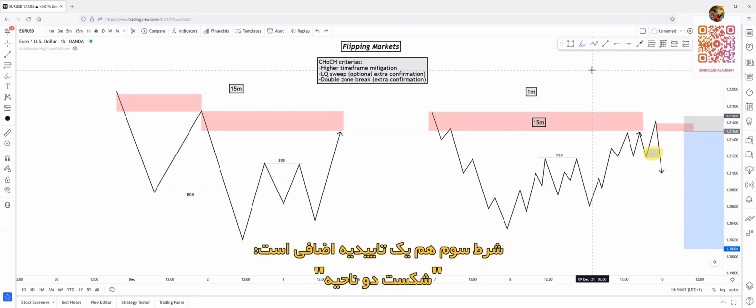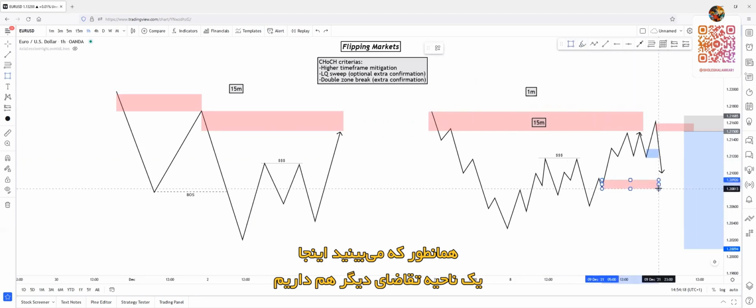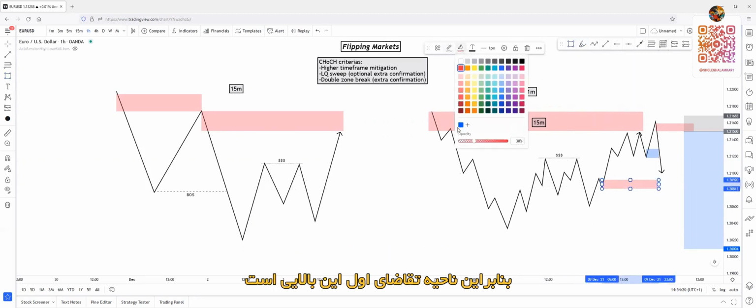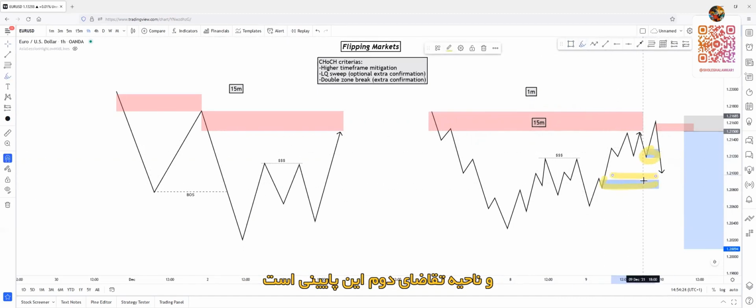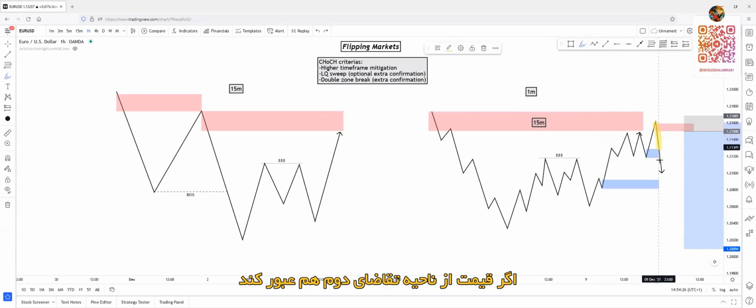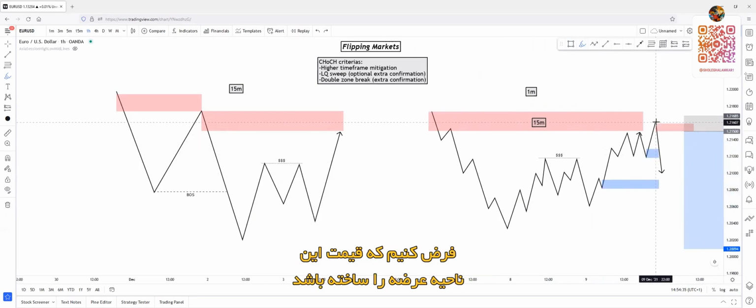And the third criteria, it's also an extra confirmation, the double zone break. If price breaks through a double demand or supply zone. So as you can see, we have this demand zone here also. So this is the first demand zone up here. This is the second demand zone down here. If price breaks through this demand zone also, that will be a really strong and great confirmation for the short entries. And let's see, price only created this supply zone.